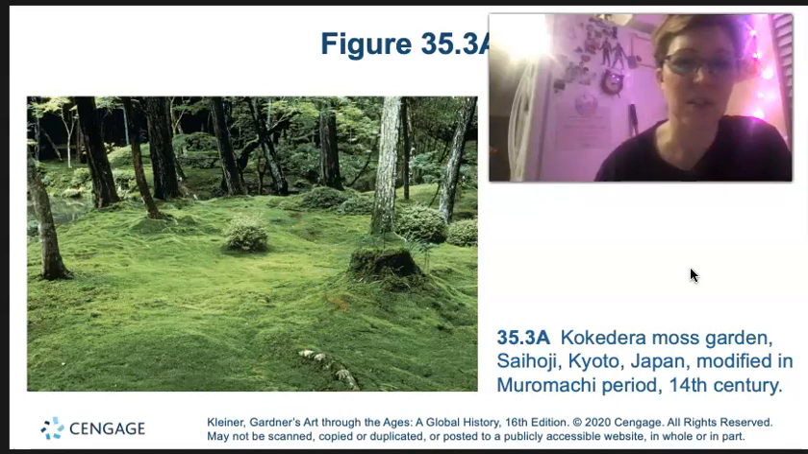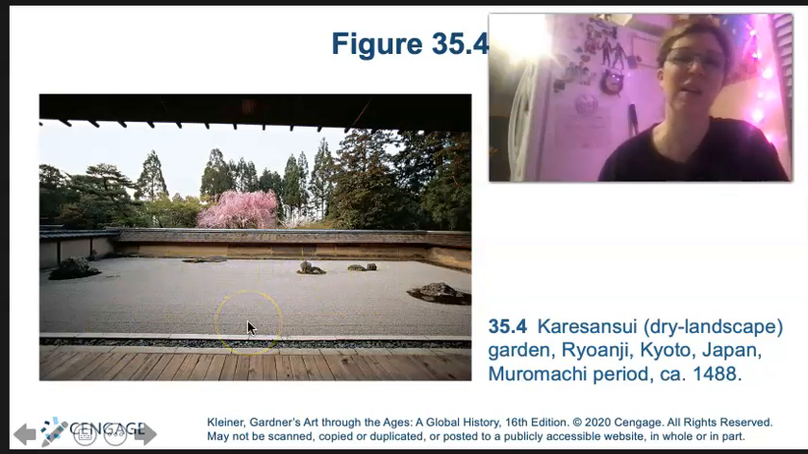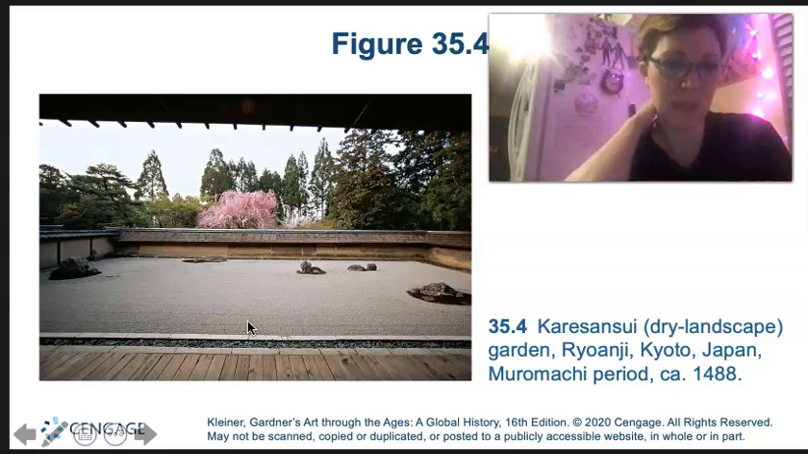The Kokedera Moss Garden. Gorgeous. And it's so amazing that it's from the 14th century. I love it. Okay, here is the Karesansui Dry Landscape Garden. Dry landscape means that it's just made with dry objects, so there's no plants. It's just like a meditation garden, the kind of garden where they rake the stones. So that's what this is like.